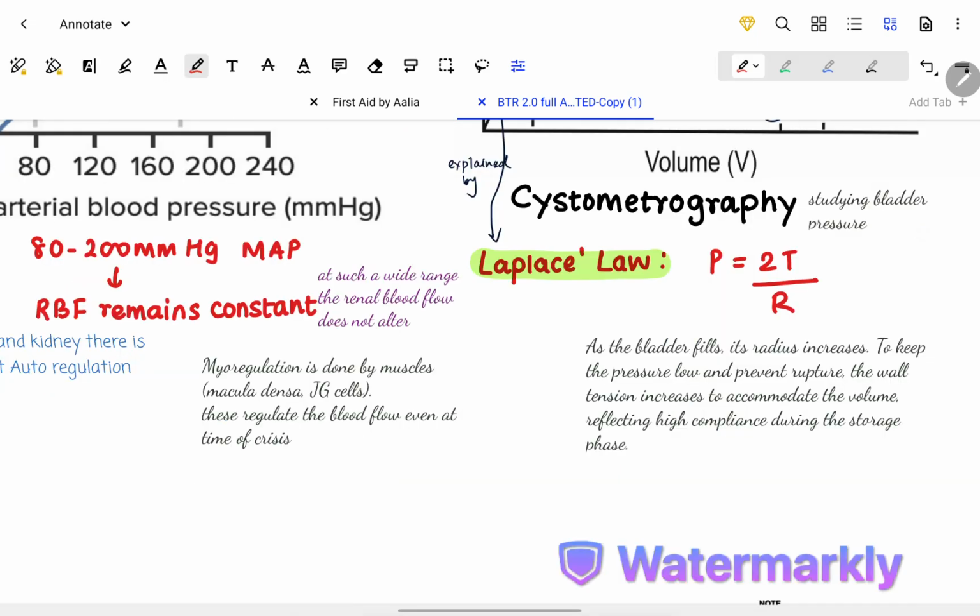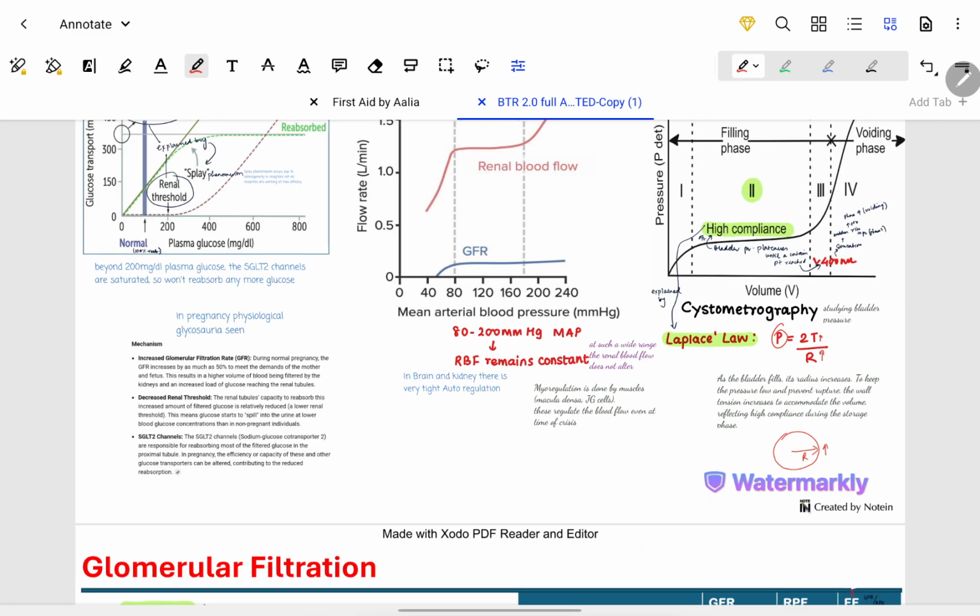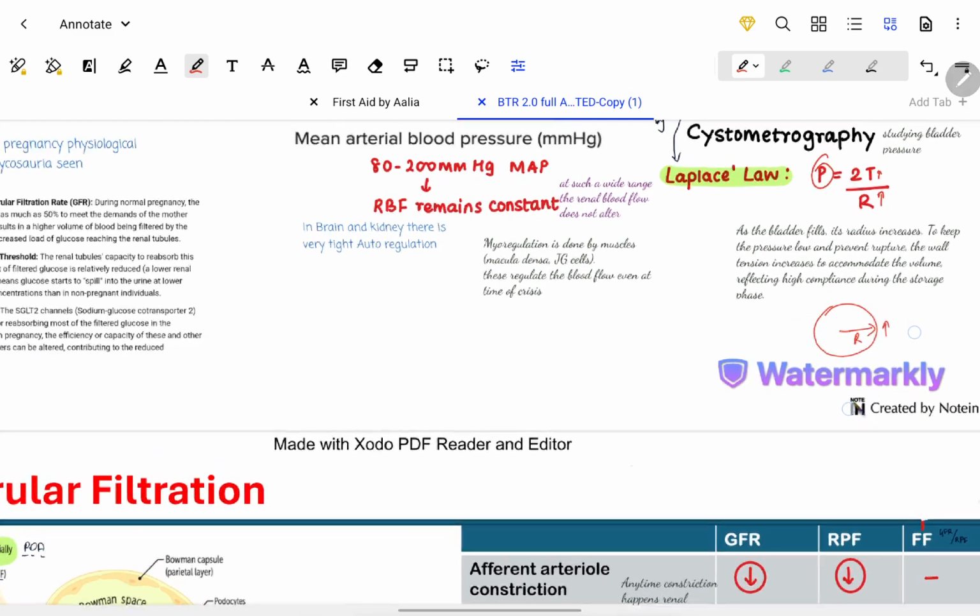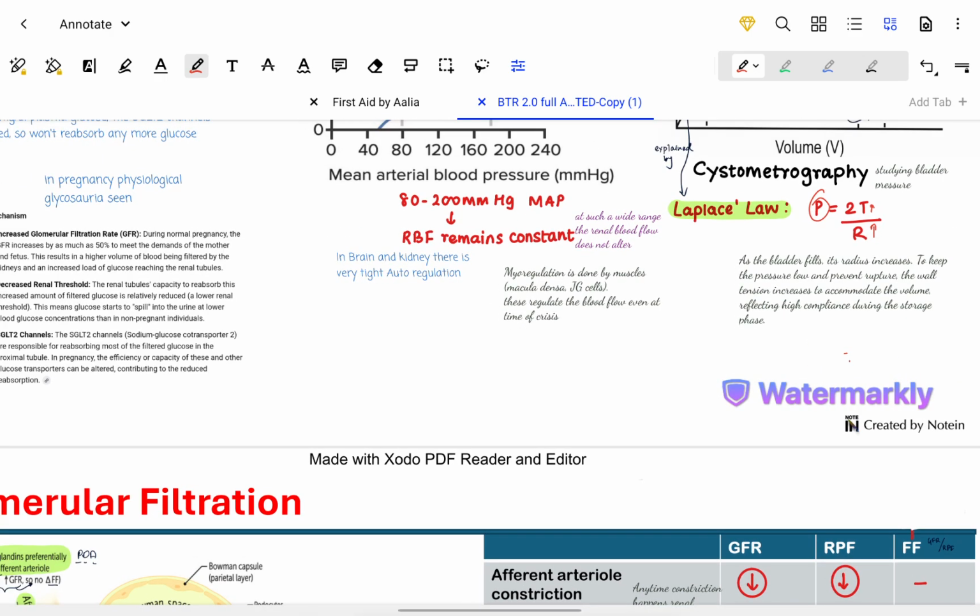You see the bladder increasing in size. The radius keeps increasing. As the radius increases, the compliance increases, and the tension increases to keep the pressure normal and to prevent it from rupturing. This reflects the high compliance during the storage phase. That is why we are able to store the urine.